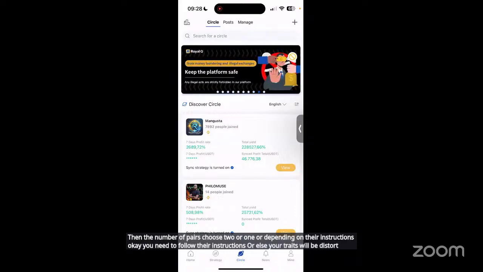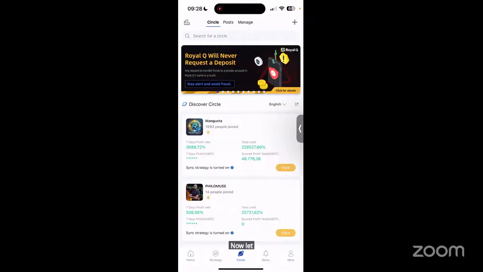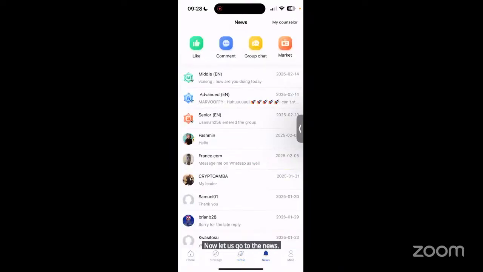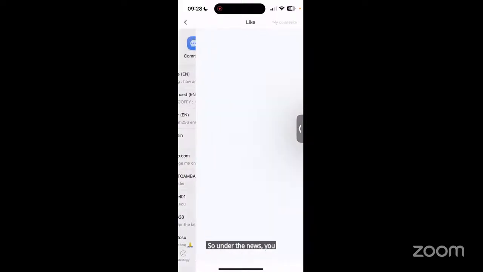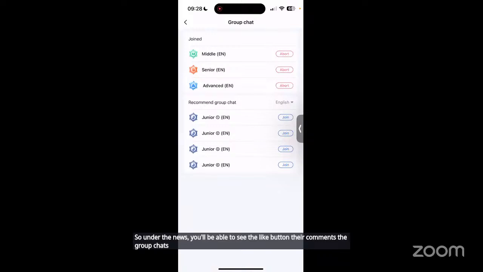Okay. So that is it about the copy traders. They also earn from the opportunity as well. Now let us go to the news. Under the news, you'll be able to see the like button, the comments, the group chats. Any of the group chats you want to join, feel free to join. But you cannot join a group chat you don't belong to.